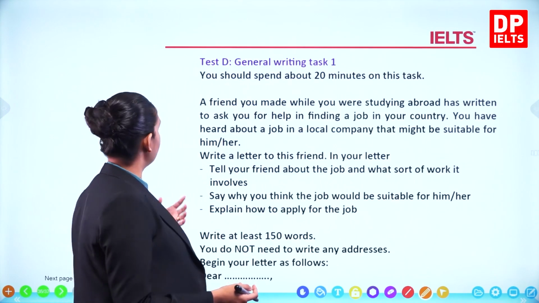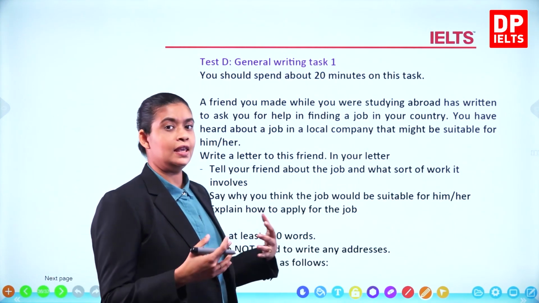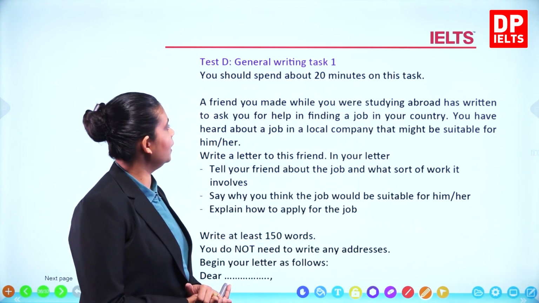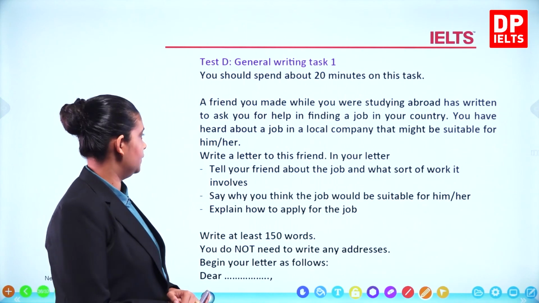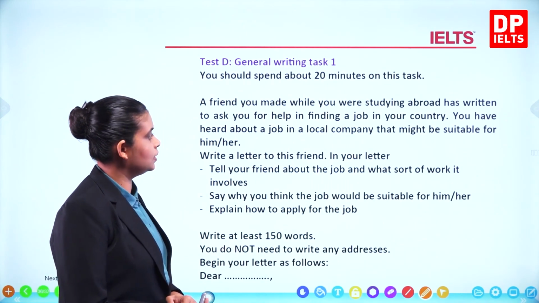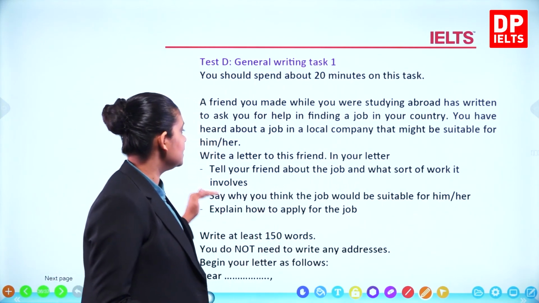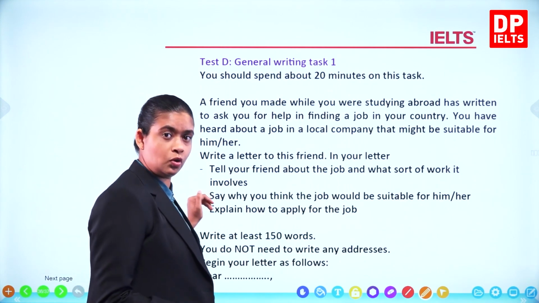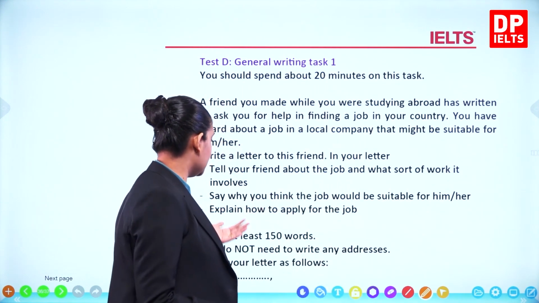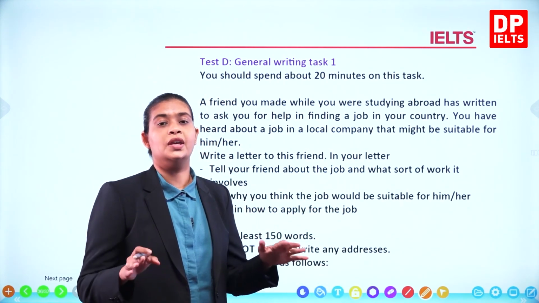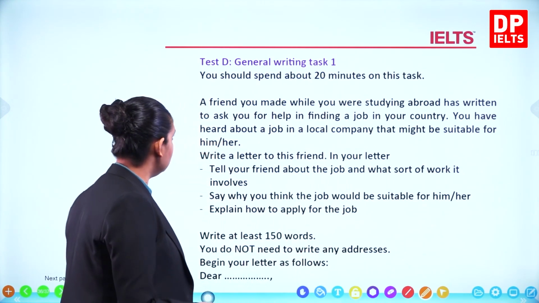So for homework, you have one more, which is another letter, an informal letter. A friend you made while you were studying abroad has written to you to ask for help finding a job in your country. You have heard about a job in a local company that might be suitable for him or her. So you're going to write a letter to your friend, telling your friend about the job and what sort of work it involves. Say why you think the job would be suitable and explain how to apply for the job. So you can take 20 minutes, pause the video and then have a look at the last question, which is your essay question.